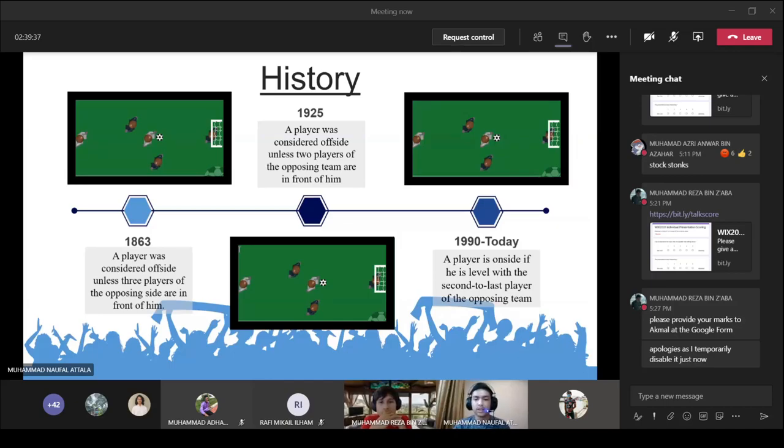Next, the offside rule changed again in 1990. A player who is level with the second to last player of the opposing team, including the goalkeeper, is no longer considered offside. So in the above diagram, which is the same as the diagram from 1925, the player with the ball is not considered offside because he is level with the second to last player. This offside rule, created in 1990, is still used nowadays.